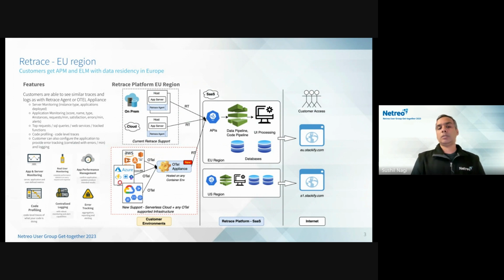And those URLs would get you to the specific hosted region within the SaaS platform within Europe or in US, and you would be able to connect. Now, when connecting your applications, either using the Retrace agent or utilizing the hotel appliance, you would be pointing the configurations to connect to either S1 or the EU region of the Retrace platform. And then your data flow would start going into the EU region, where it would ingest the information set, generate a set of additional data processings, as well as store all of that information to be made available on eu.stackify.com.